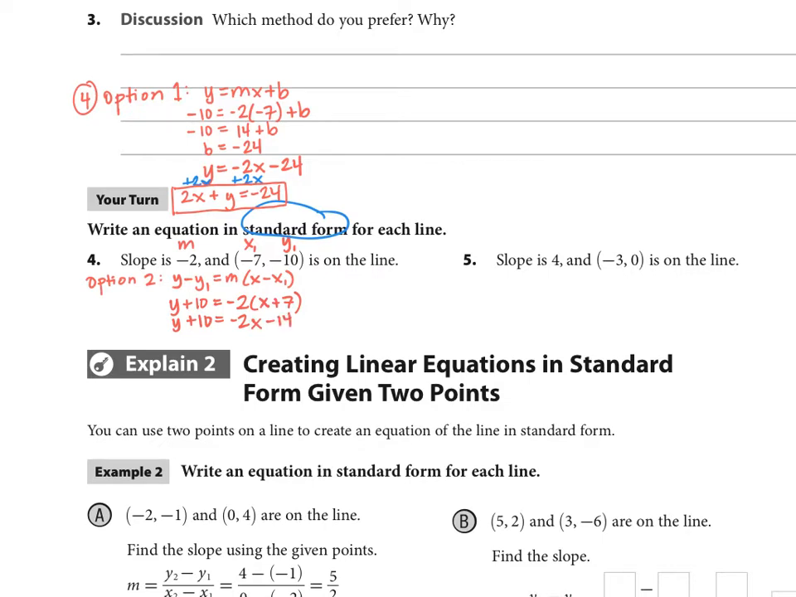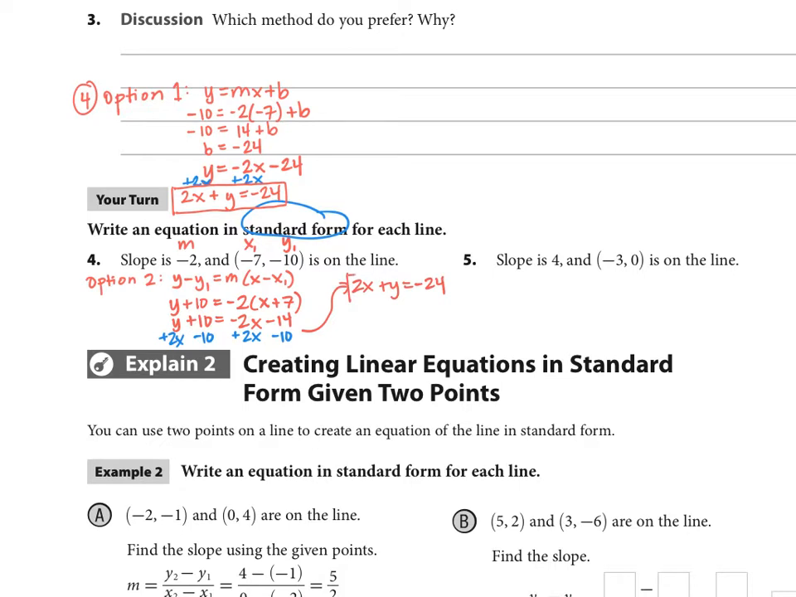Okay, so I'm going to do two things here. I'm actually going to add 2x to both sides, and I'm going to subtract 10 on both sides. And that's going to give me, if I do it over here, 2x plus y on the left side. And on the right side, negative 14 minus 10 is going to give us negative 24.